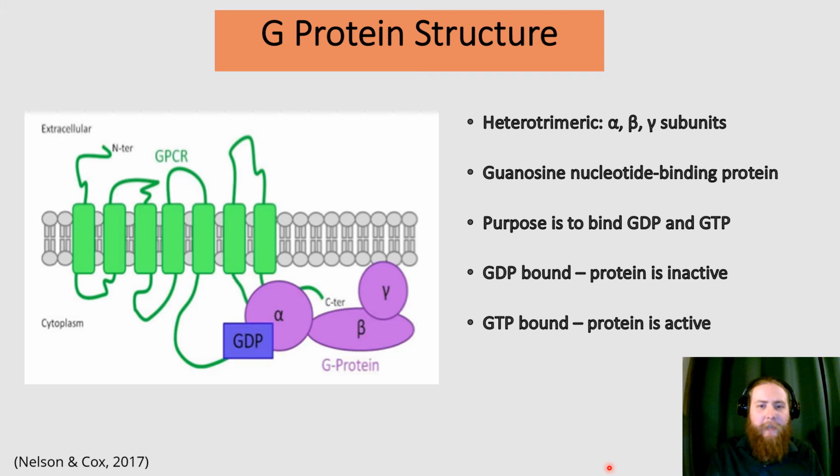And remember that GDP and GTP are guanosine nucleotide derivatives, guanosine diphosphate and guanosine triphosphate. The triphosphate has that additional phosphate group, but G proteins are themselves guanosine nucleotide binding proteins. In most of our G proteins, when the GDP is bound, the protein is inactive, and when the GTP is bound, that triphosphate, the protein will then activate and be able to do whatever function it's designed to do.